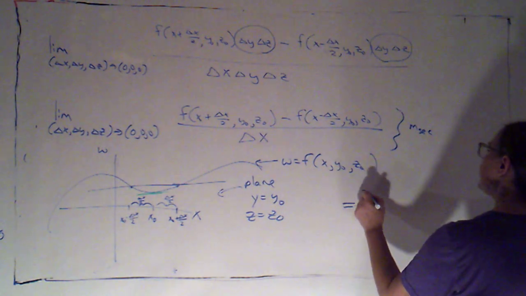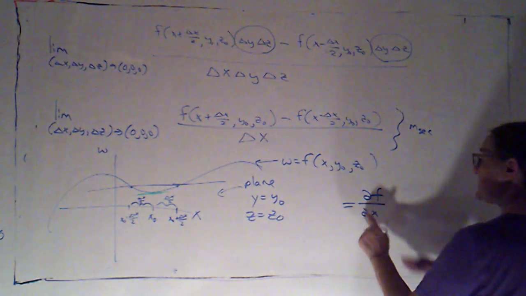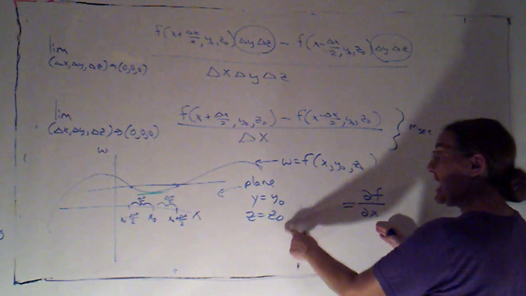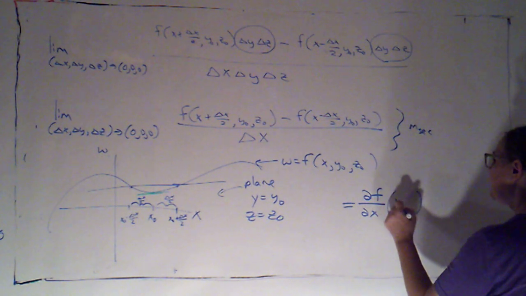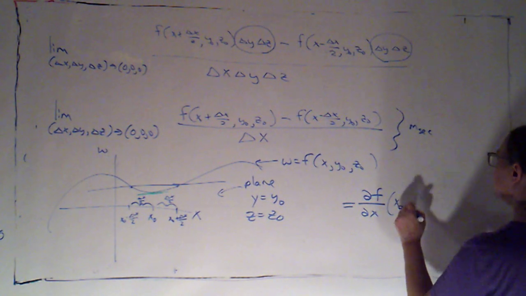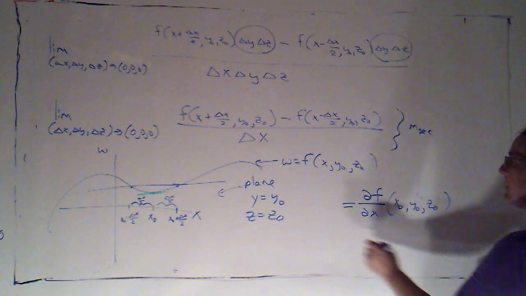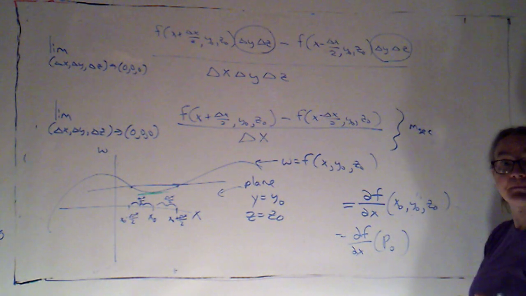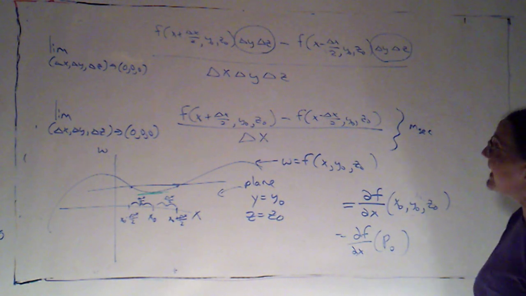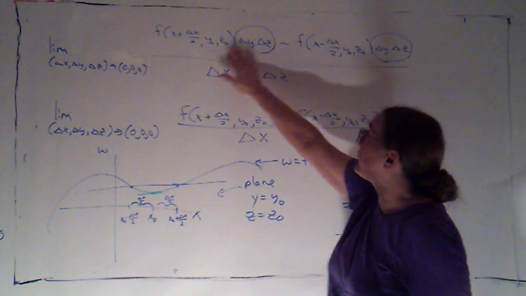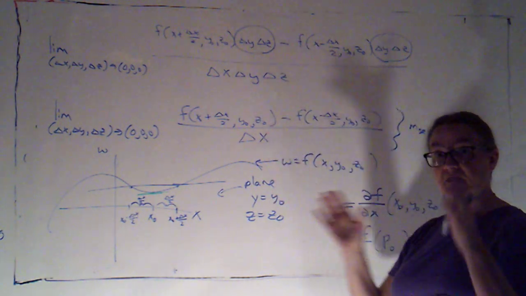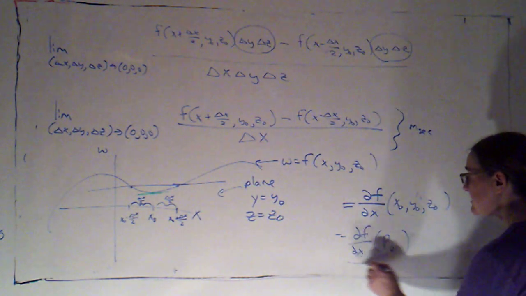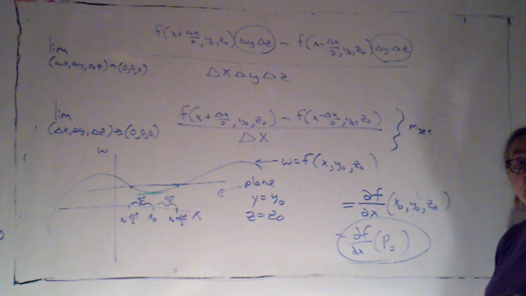That's going to equal the partial of f with respect to x, because I'm making x my only input variable by holding y and z constant. This will be evaluated at x naught, y naught, z naught, which is the partial of f with respect to x at p naught. So, by looking at the limit of the flux over the front and the back divided by the volume, so the flux density, just taking into account the front and the back surfaces, what I get is the partial of f with respect to x at p naught.